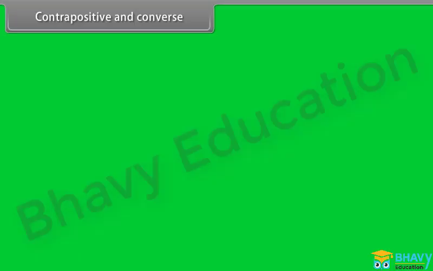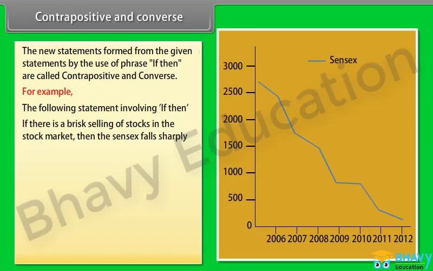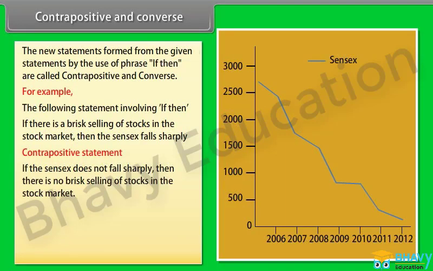Contrapositive and Converse. The new statements formed from the given statements by the use of the phrase if-then are called contrapositive and converse. For example, consider the following statement involving if-then: If there is a brisk selling of stocks in the stock market, then the Sensex falls sharply. The contrapositive of the statement is: if the Sensex does not fall sharply, then there is no brisk selling of stocks in the stock market.